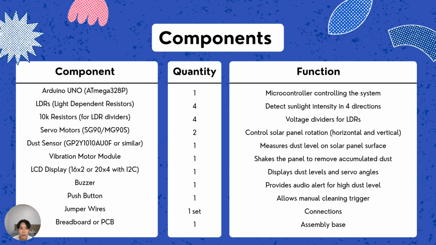Here's a quick overview of the components used in this project. The Arduino Uno serves as the brain of the system. Four LDR sensors track the sunlight intensity in different directions. Several motors control the solar panel's rotation. A dust sensor detects when dust has accumulated, triggering the cleaning system. An LCD display shows dust levels and panel positioning, and a buzzer sounds when cleaning is necessary.